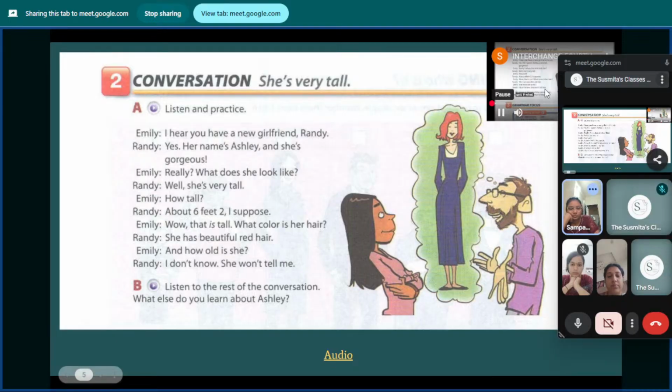Unit 9. What does she look like? Page 59, Exercise 2, Conversation. She's very tall. Part A. Listen and practice. I hear you have a new girlfriend, Randy. Yes. Her name's Ashley, and she's gorgeous. Really? What does she look like? Well, she's very tall. How tall? About 6 feet 2, I suppose. Wow, that is tall. What color is her hair? She has beautiful red hair. And how old is she? I don't know. She won't tell me.